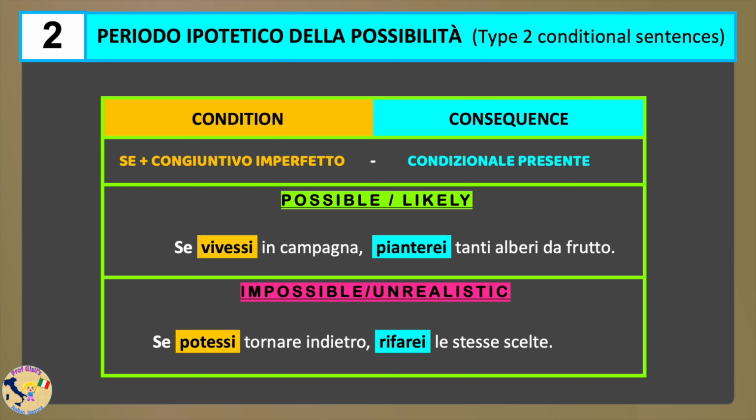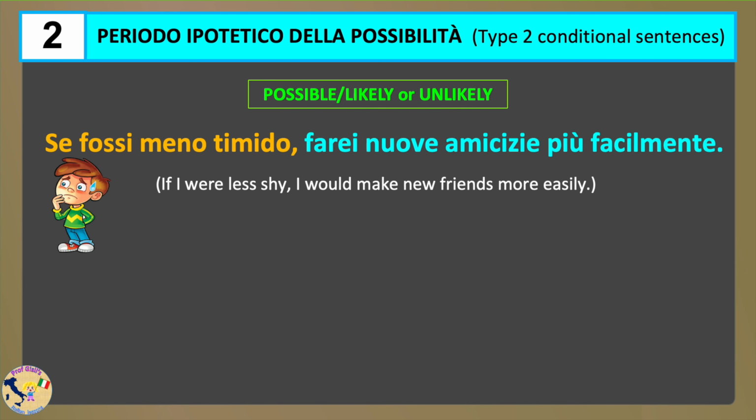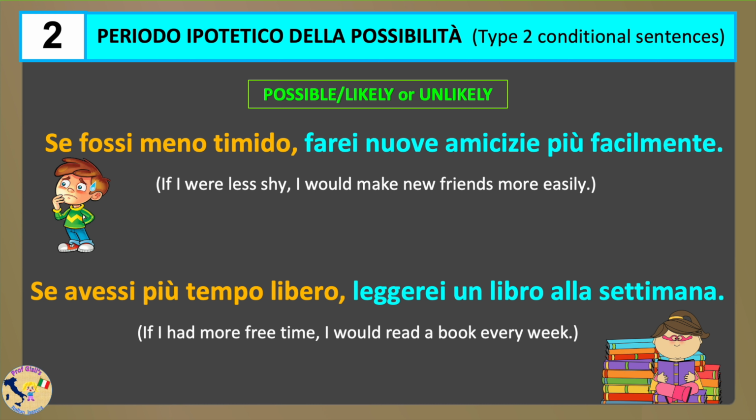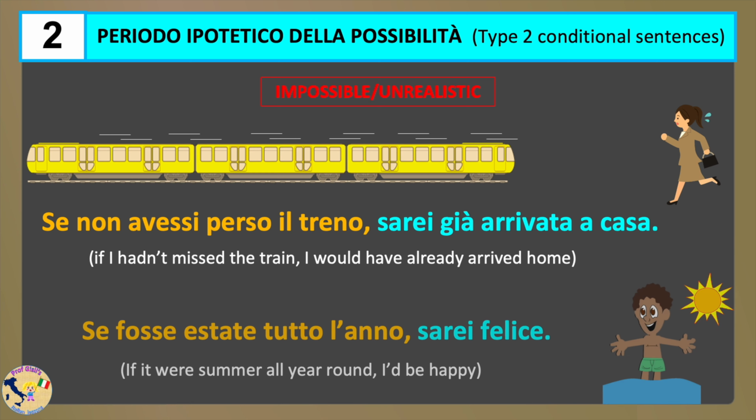Let's look at more examples of type 2 conditional sentences and of sentences that look like type 2 conditional sentences but that actually express impossibility and unrealistic consequences. Se fossi meno timido, farei nuove amicizie più facilmente. Se avessi più tempo libero, leggerei un libro alla settimana. Se non avessi perso il treno, sarei già arrivata a casa. Se fosse estate tutto l'anno, sarei felice.